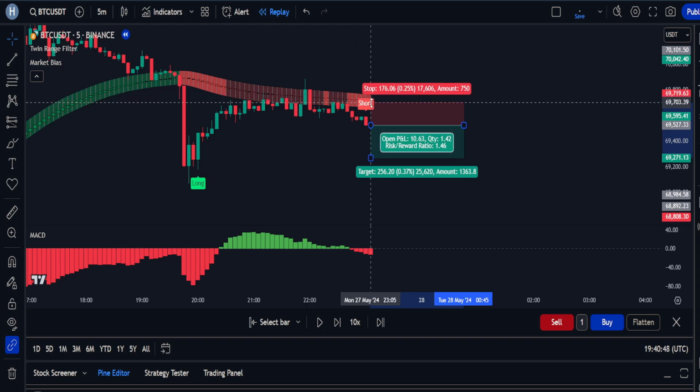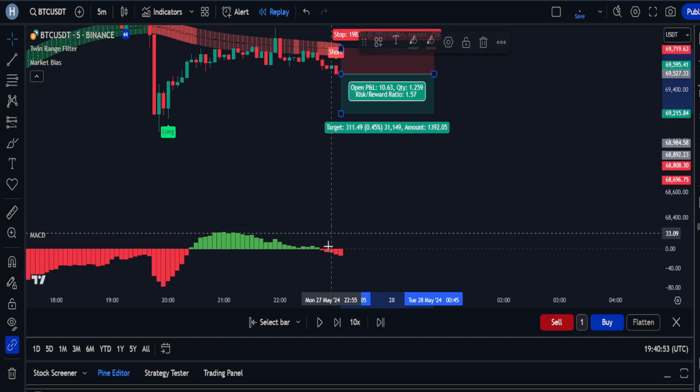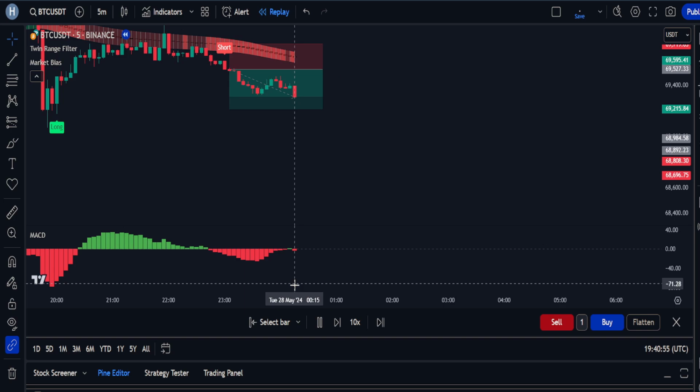After a sell position is opened, you can set the stop loss above the most recent swing high, and the take profit will be set at the same 1.5 times the risk to reward ratio.